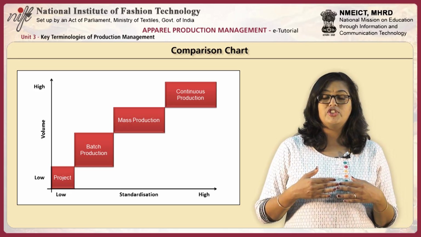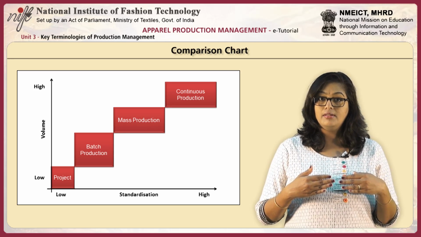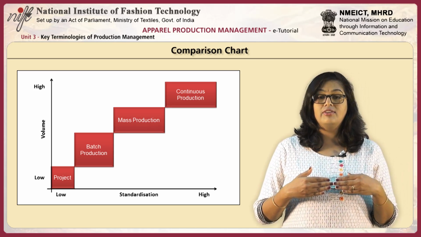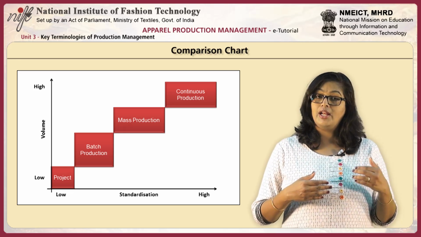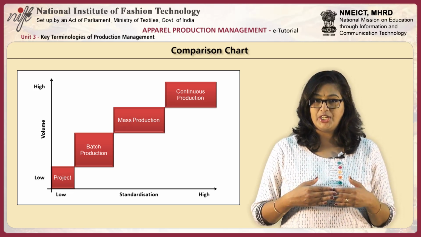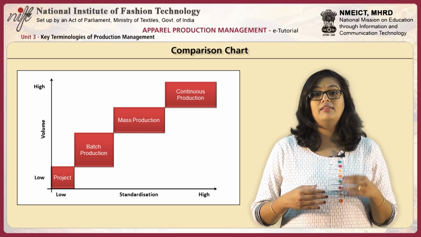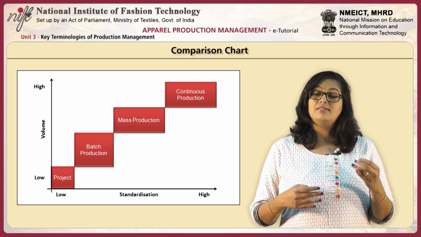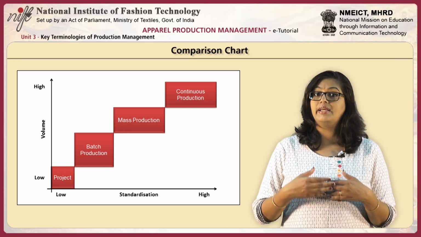Next comes your mass production, when the standardization and the volume tones down a little bit, and similarly it turns down even further for batch production. The lowest standardization and lowest volume comes to your project, that is it basically refers to your JIT production, wherein there is very low volume and there is very low standardization because everything keeps changing as per the customer demand.